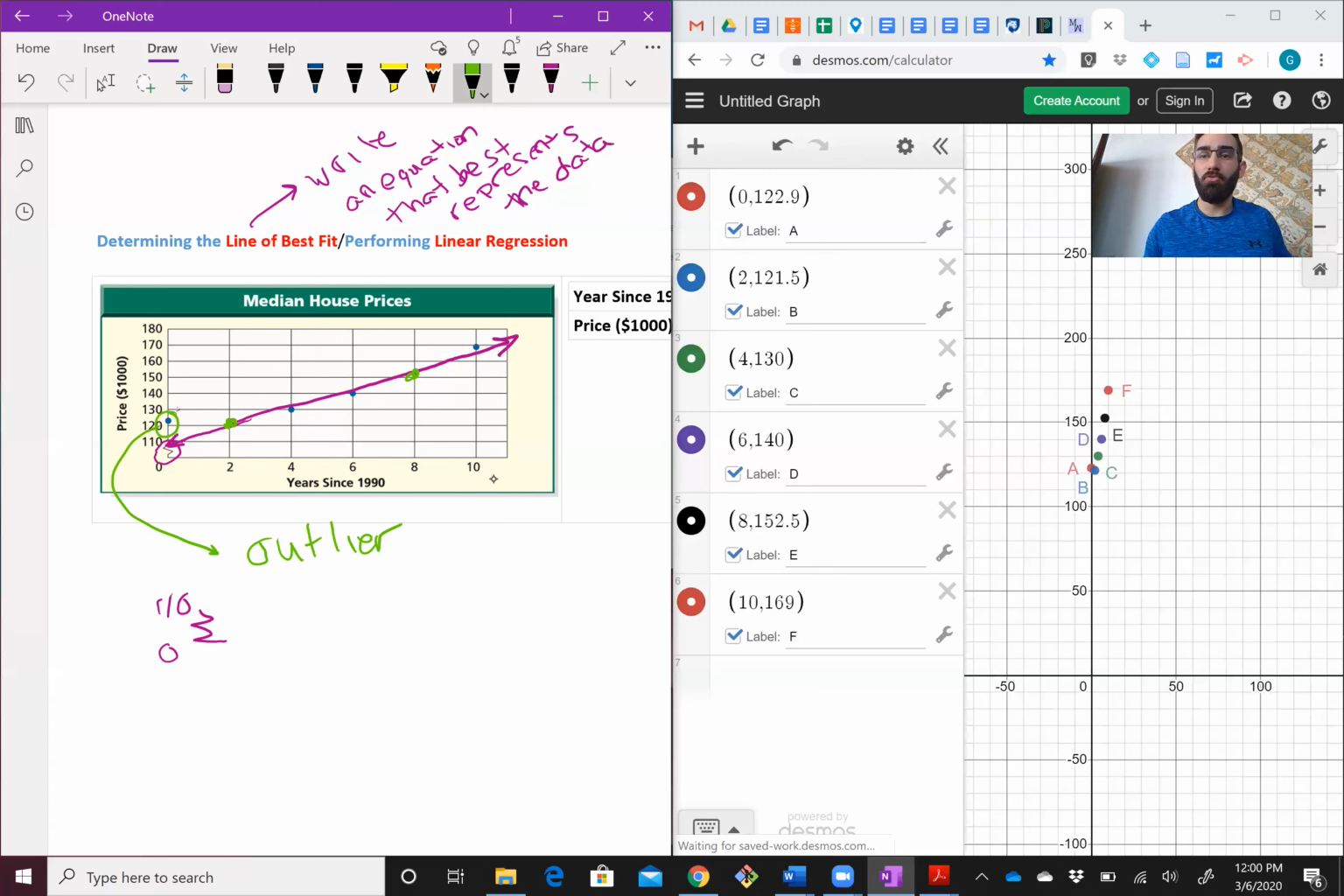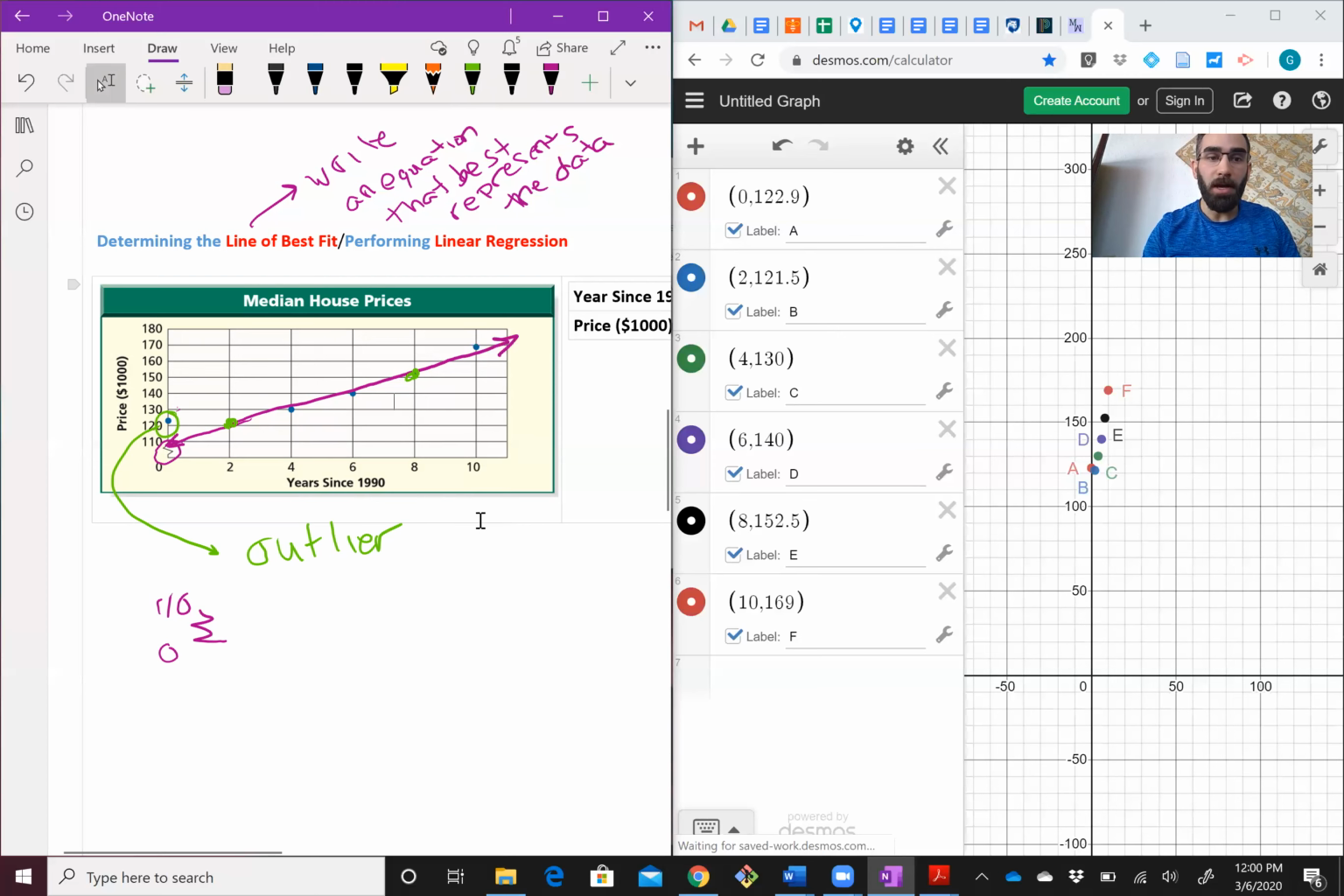Performing linear regression is the act of actually finding that equation. In the future, there's quadratic regression, cubic regression, exponential regression. It's the act of actually finding this line.